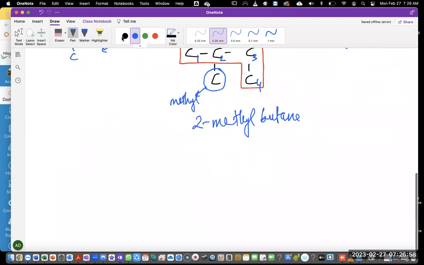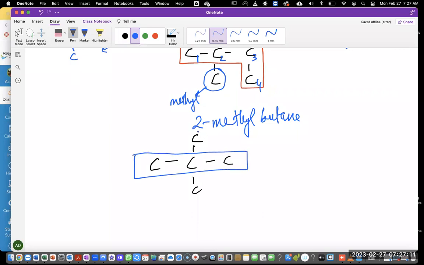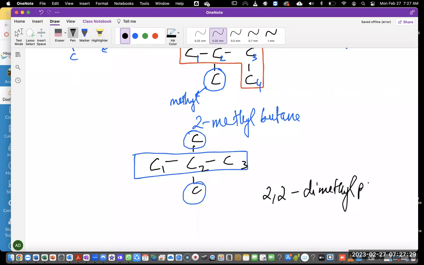Okay, now, but is there, again, a way to draw 3 carbons and still make an isomer? Yes, there is. Try this one, guys. This one here, look for the longest chain. This is the longest chain. This is the parent chain. This is a substituent and this is a substituent. What will this guy be called? So this is carbon number 1, 2, and 3. I have 2 methyls sitting on carbon number 2. So this guy is 2,2-dimethyl, and for 3 carbons, you call it propane.